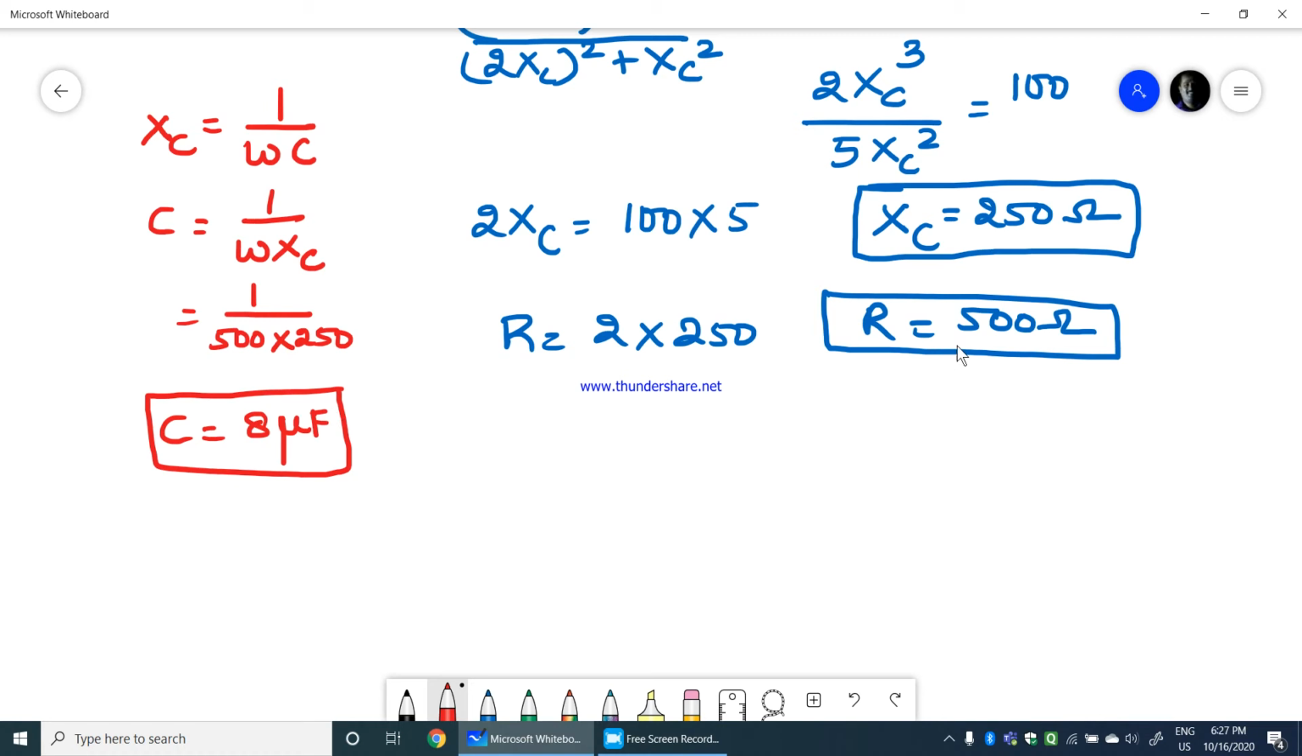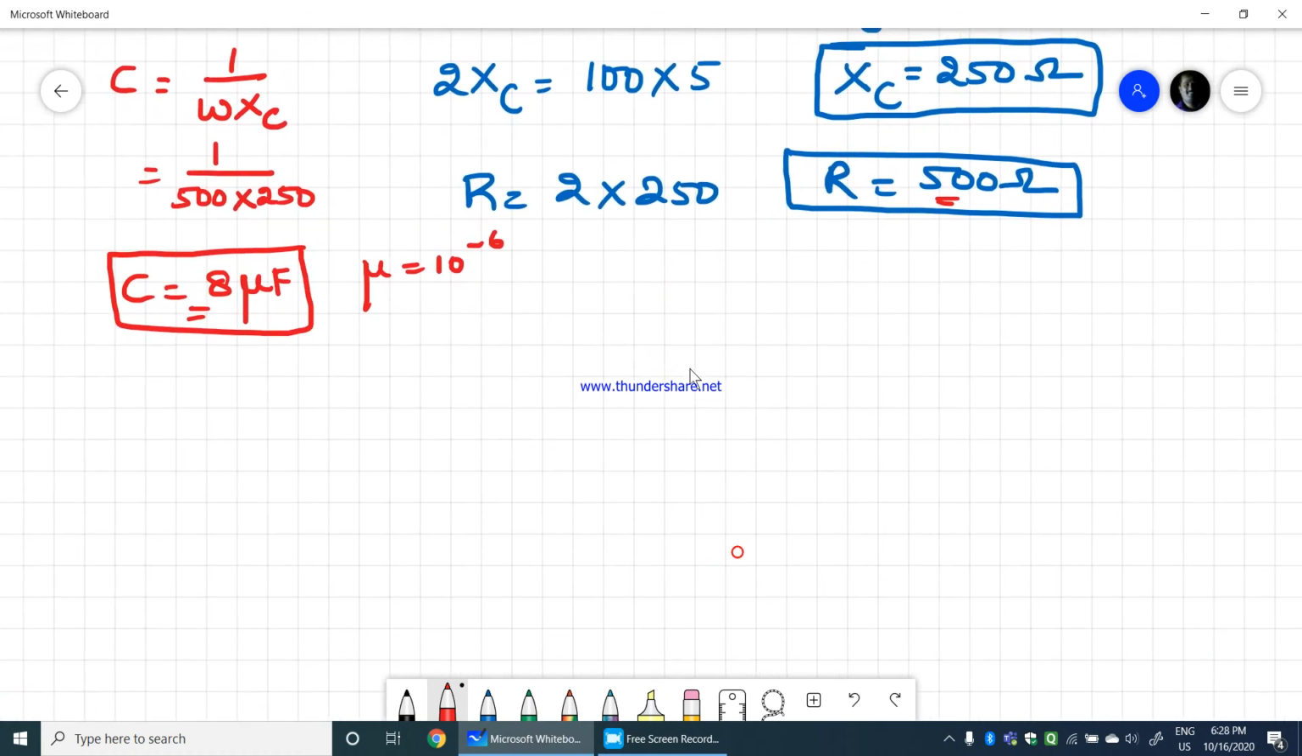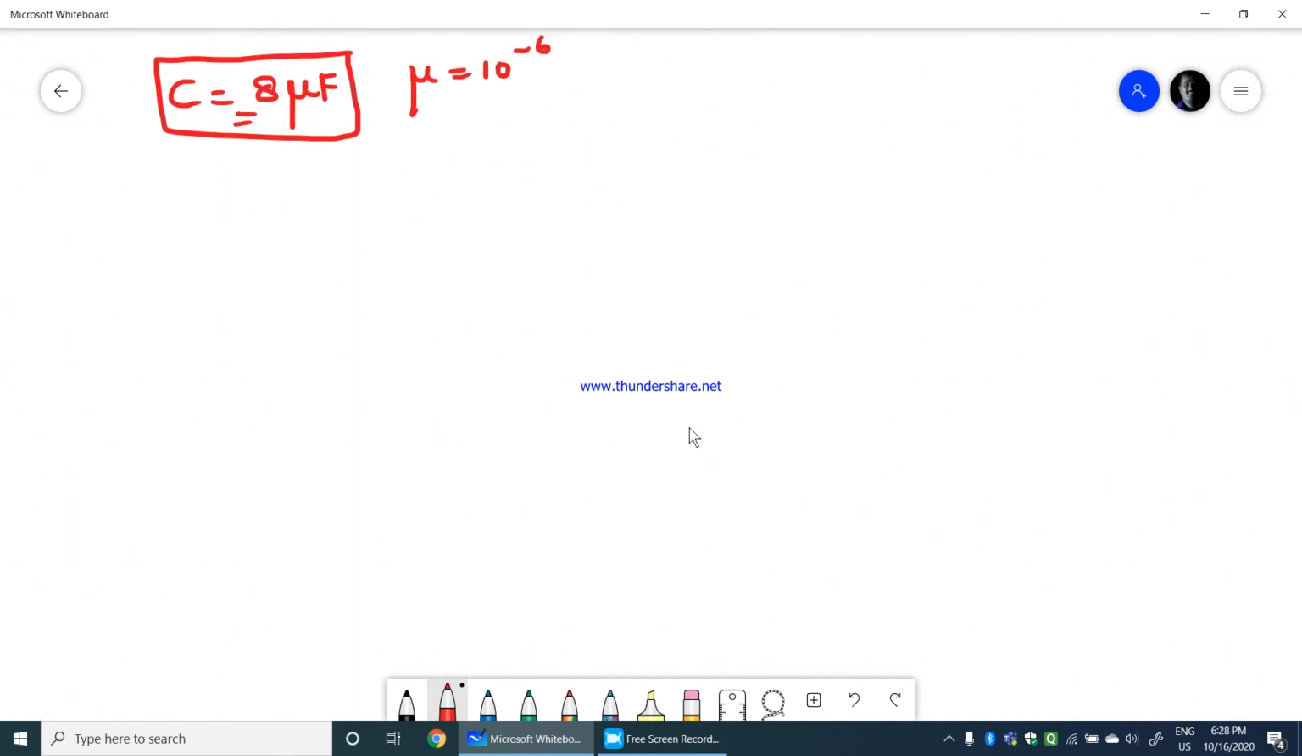R is 500 ohms, C equals 8 microfarad. 1 over 500 into 250, you get 8 into 10 power minus 6. Micro is nothing but 10 power minus 6. C unit is farad. So I assume that both the problems which we have discussed now in maximum power transfer theorem are clear to you. We will solve one more last problem on maximum power transfer theorem.